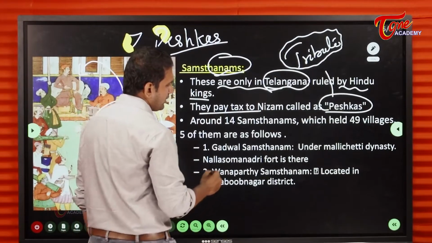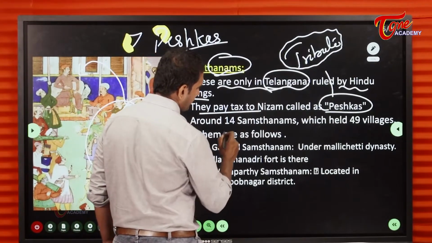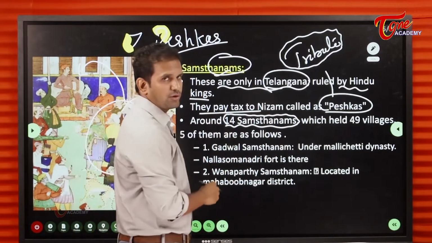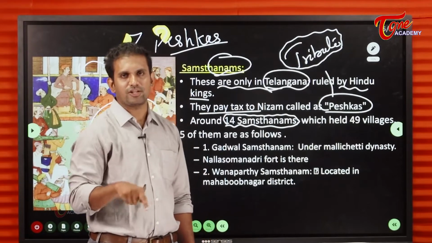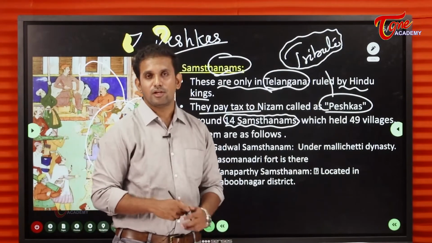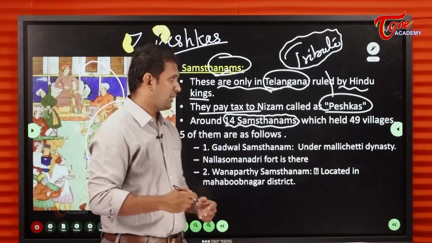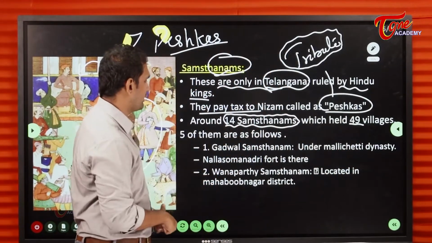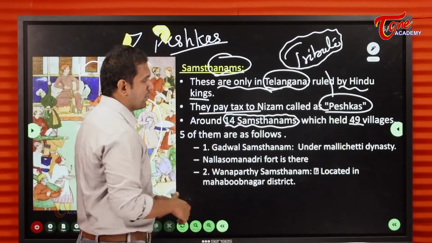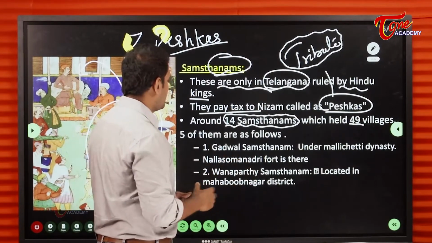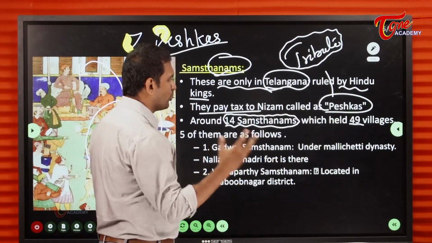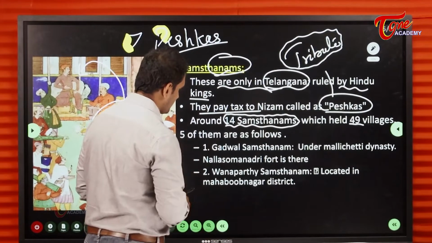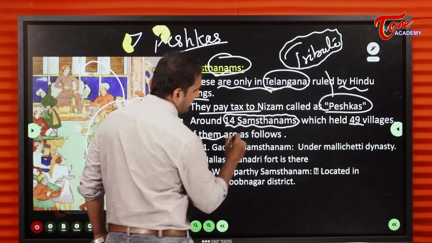How many such small kings are there? 14 are there. 14 small kings, or you can say small chiefs. 14 small chiefs were there, and they were holding around 49 villages in their hand. Among those 14 Samsthanas, some chiefs have more villages and are powerful in their areas. Five of them are very important.